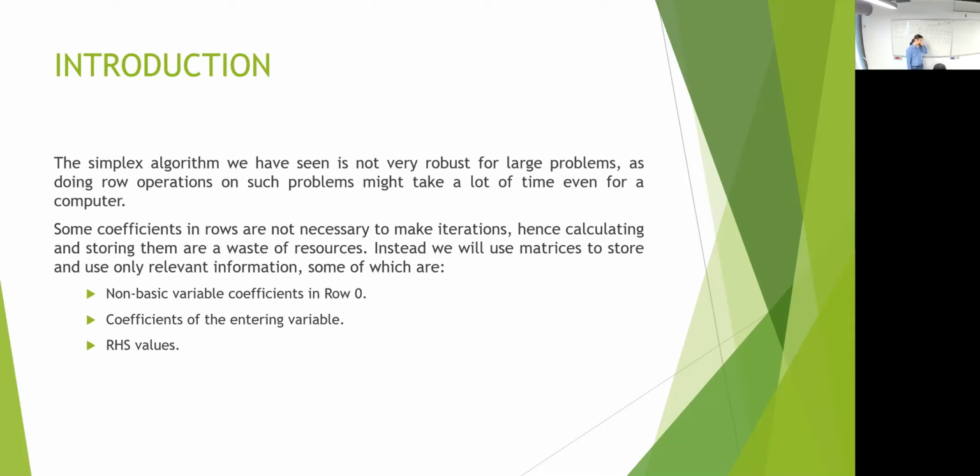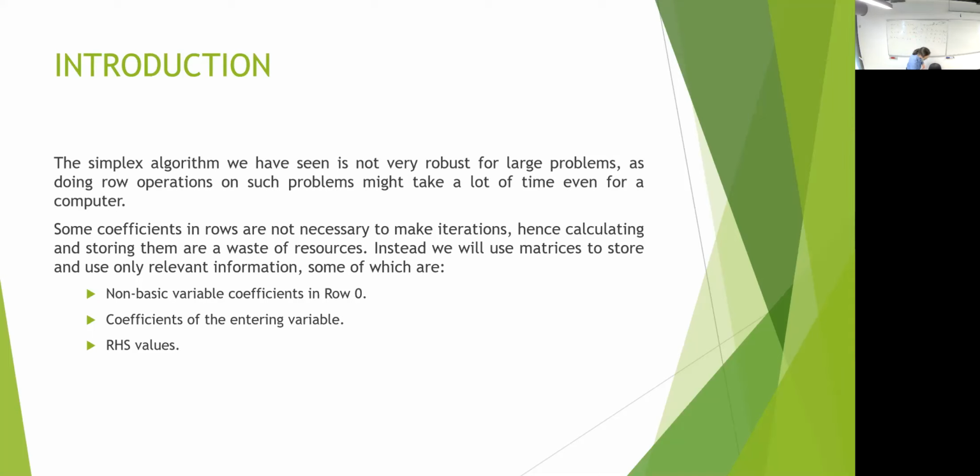So some values are really important. Non-basic variable coefficients in row 0. Yeah, we need to know these values. Coefficients of the entering variable. Yeah, that's important as well. And the right-hand side values. We constantly use all of them. We use them for pivoting. We use them for finding out which non-basic variable is going to enter the solution, which basic variable is going to exit the solution.